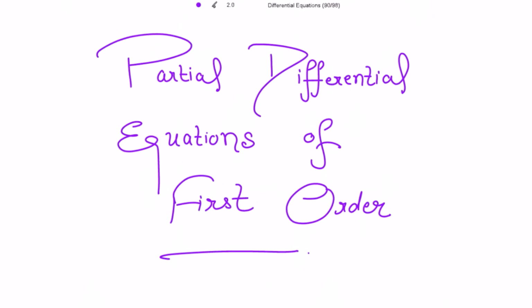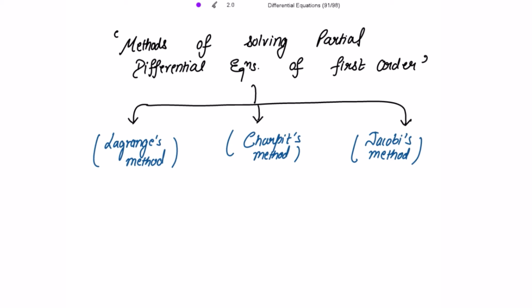Good morning, friends. This section is all about the partial differential equations of first order. So what are the methods for solving the partial differential equations of first order? There are three methods of solving partial differential equations. First one is Lagrange's method. This method is used to solve the linear partial differential equations.